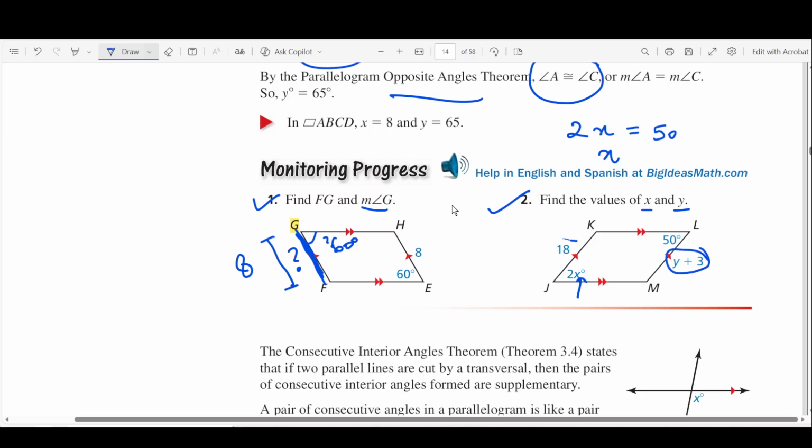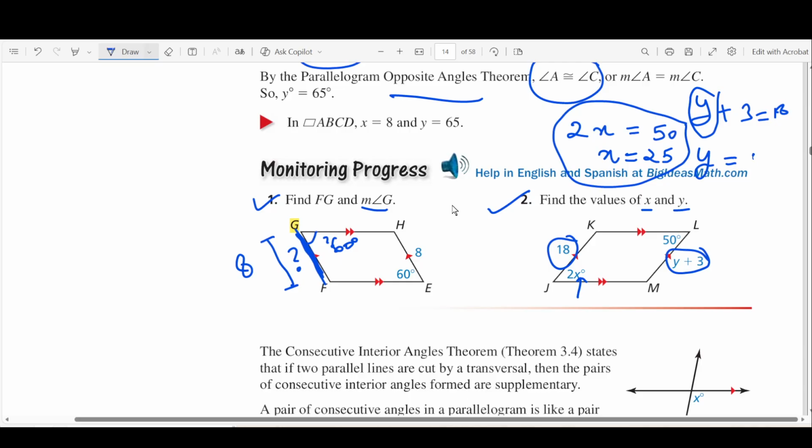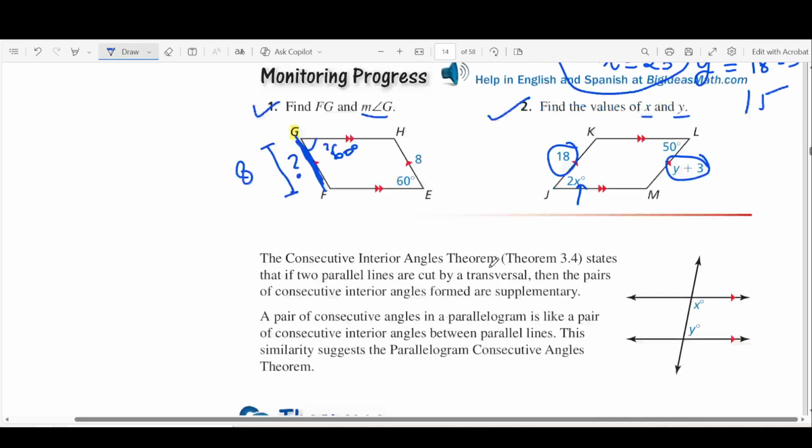So now find the value of x from here. If 2x is 50, what is x? 25. Very good. We just divide by 2 on both sides. And if y plus 3 is equal to 18, what is the value of y? 15. Very good. That's the answer. Good.